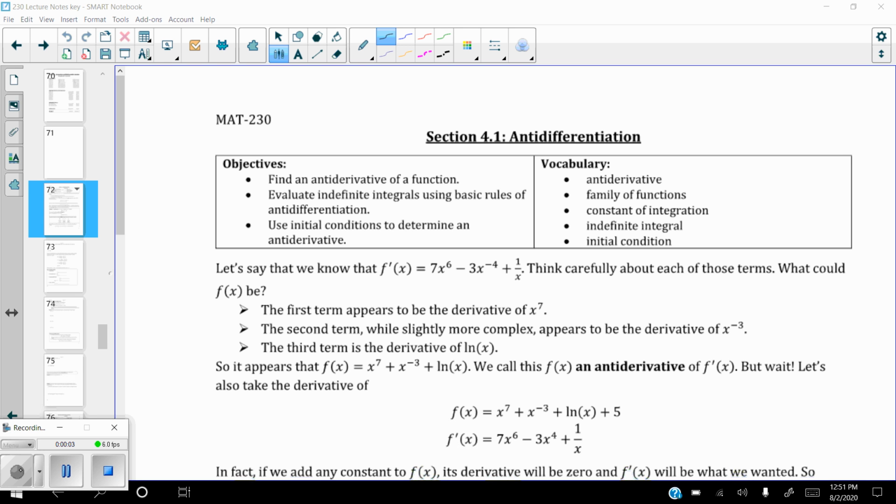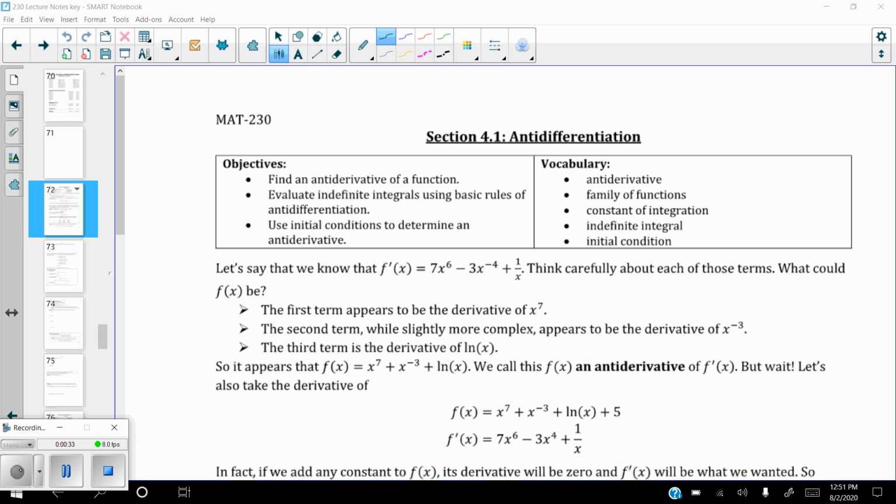All right, we are now into Chapter 4, Section 4.1, Anti-Differentiation. Just as it sounds, it is basically the opposite direction, the opposite of differentiating or taking derivatives. Now we're going backwards. So our objectives are to find an antiderivative of a function, evaluate indefinite integrals using basic rules of anti-differentiation, and to use initial conditions to determine an antiderivative.